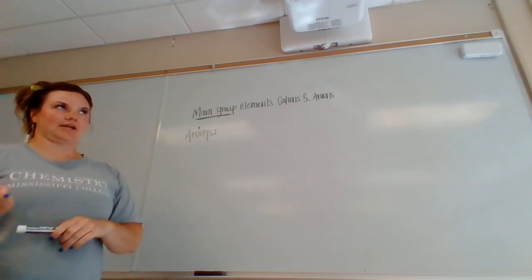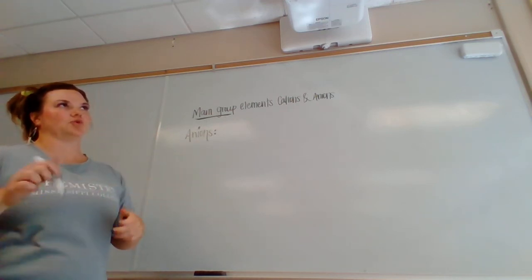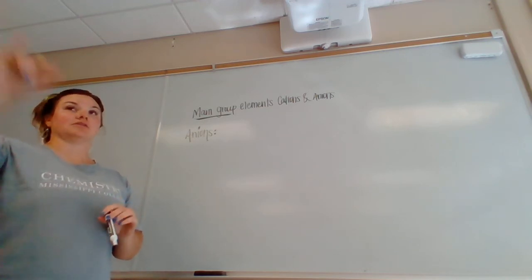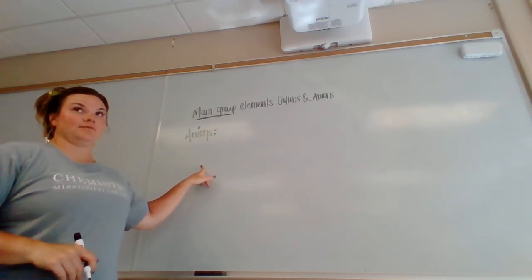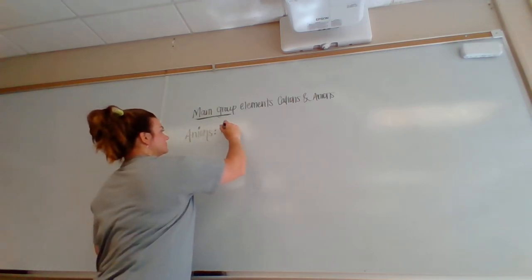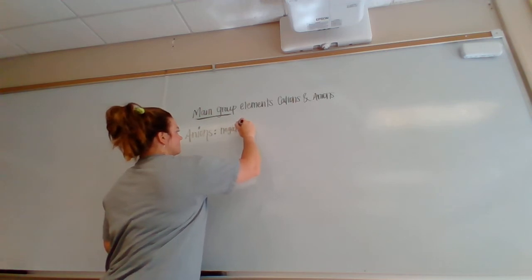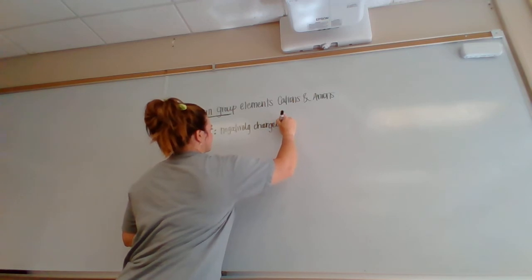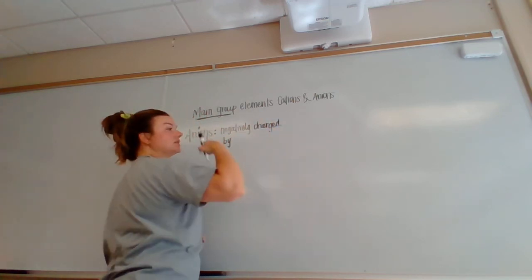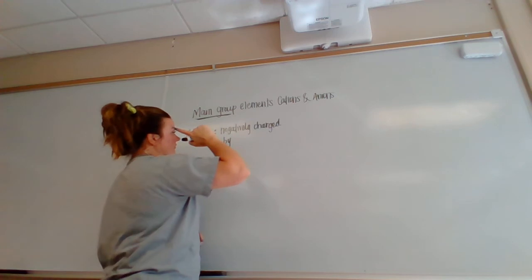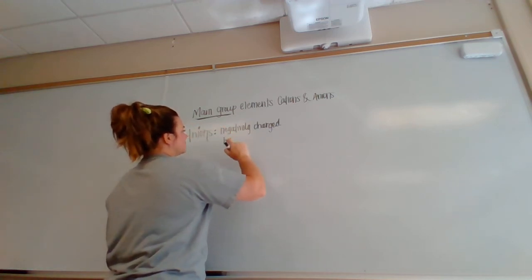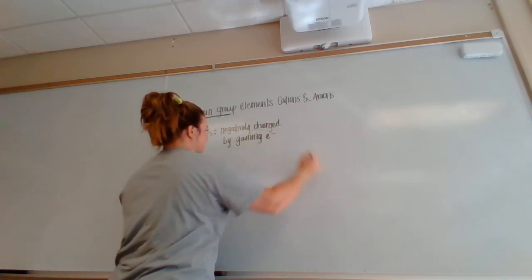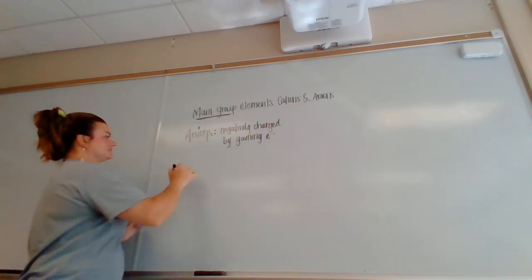All right, anions. We're gaining electrons to be like the nearest noble gas. Cations are positive. Anions are negative, negatively charged. So we're gaining electrons to be like the nearest noble gas. We just did cations, now we're doing anions.